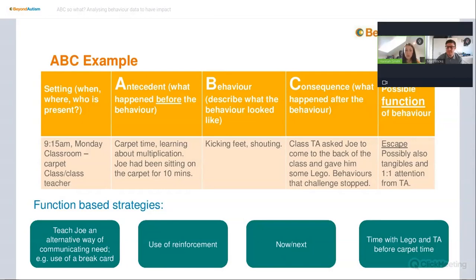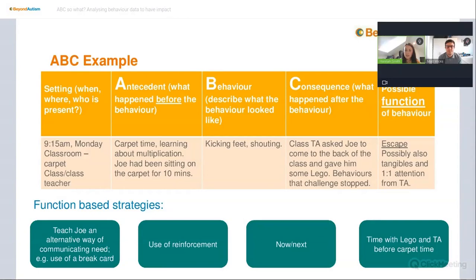Also things like visuals, always. So a now and next system. So if Lego is something that we know he really enjoys, it'd be carpet time first and then Lego next, and giving that really clear visual to Joe so that he can have a clear understanding of what's happening now and what's happening next. You might want to use a timer alongside that. So if we know that he's sitting on the carpet for 10 minutes and that's when you start to see those behaviours that challenge starting to occur, we might set it at 5 minutes so that we know that he can be successful and we're building up that time. So now carpet time 5 minutes, setting up that timer, and then next some Lego time.